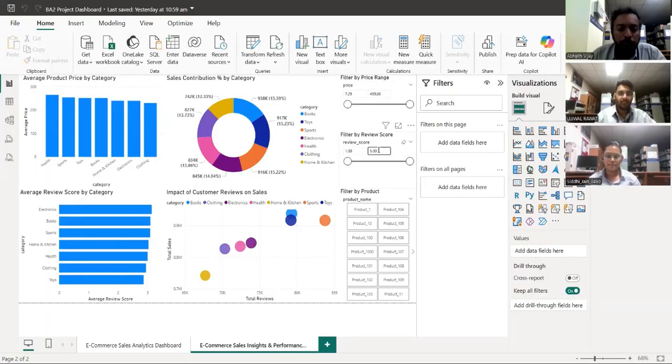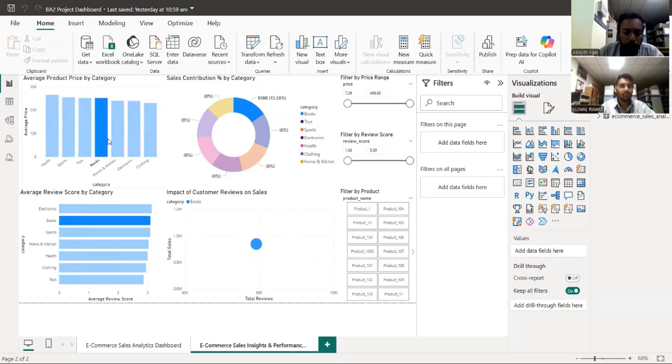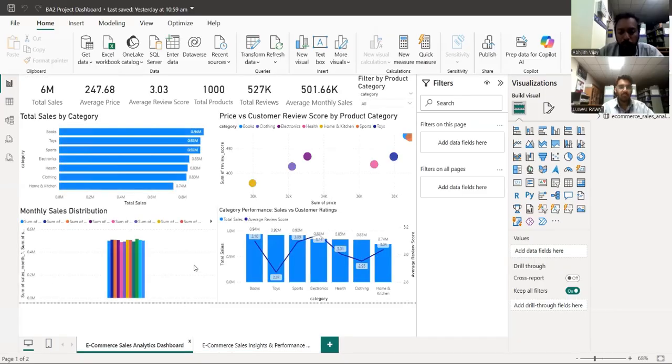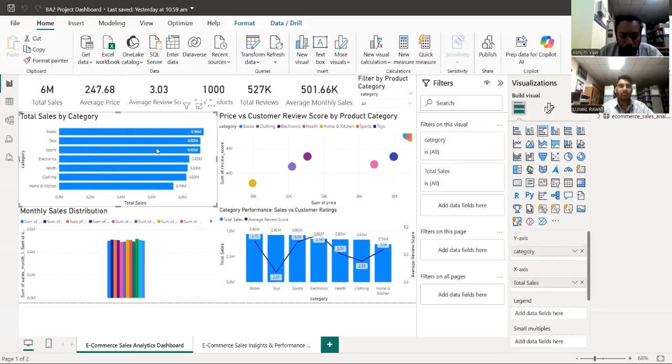Okay. First, I have done an e-commerce sales analytics. We have used bar graphs, donut, scatter plot and everything. And I have added two slicers, so we can filter by price range and filter by review score. Then moving to the second page, it talks about e-commerce sales insights and the performances.